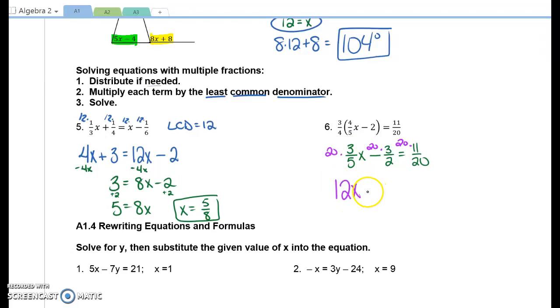There's a minus sign that comes next. 20 times 3 is 60. 60 divided by 2 is 30. 20 times 11 and then divided by 20. The 20s basically cancel each other out, leaving you with 11. So 12x equals 41. So x equals 41/12.